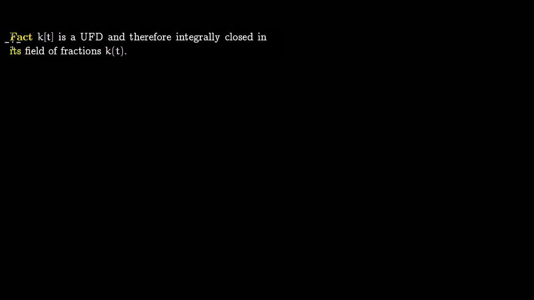So we are going to use this fact repeatedly in this lecture. This k[t], this is a unique factorization domain, and therefore it is integrally closed in its field of fractions. So this is going to be the normalization of all the examples we are going to cover in this lecture.